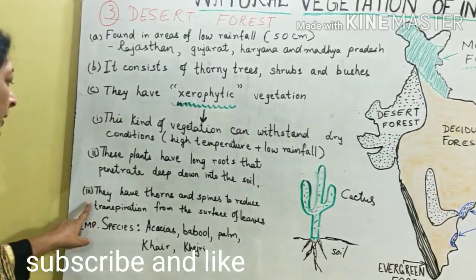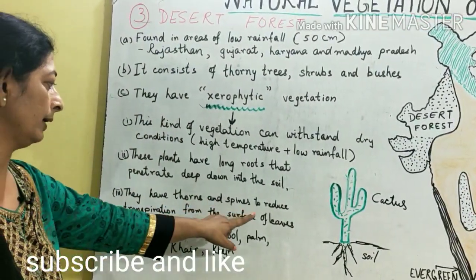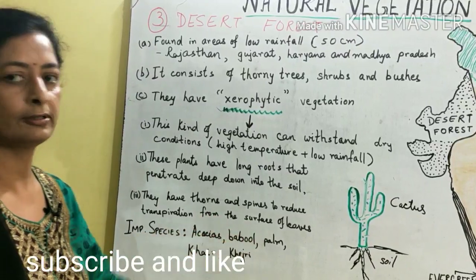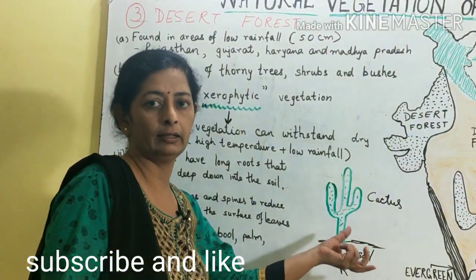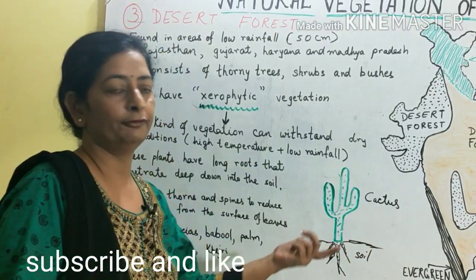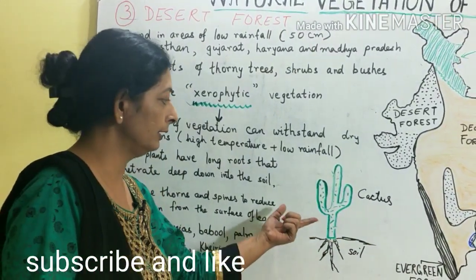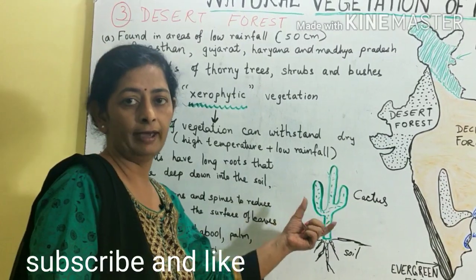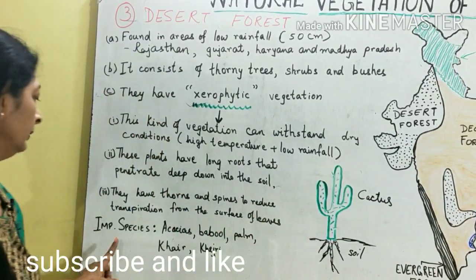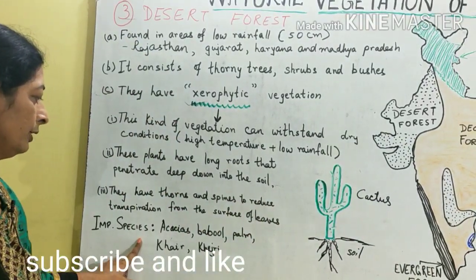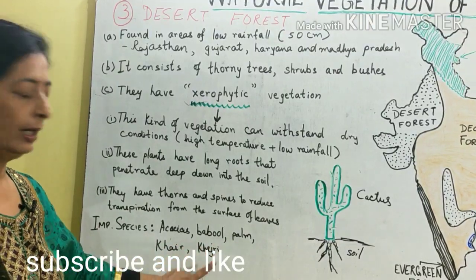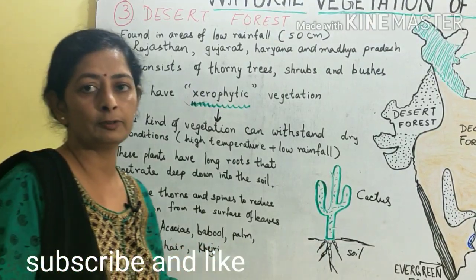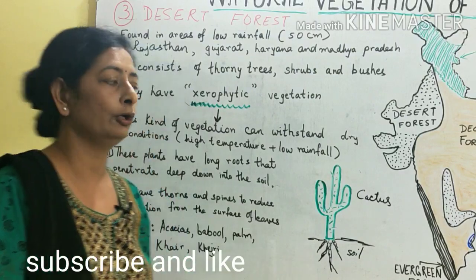Another characteristic is they have thorns and spines to reduce transpiration from the surface of the leaves. We can see these leaves are not thin. They are not like the leaves of the other forests. They are thick and waxy leaves. The important species of these trees are acacia, babool, palm, pear and kejri. Kejri is also a very important species and it has got great economical value.